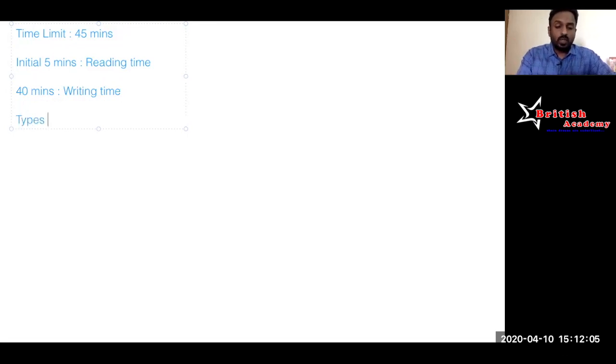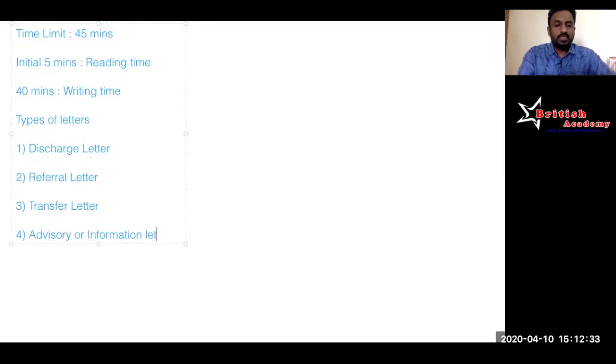Now, let's understand what the types of letters in OET are. First one is a discharge letter. Then you have a referral letter. Then you have a transfer letter. The fourth and last one is the advisory or information letter, which is very rare, but still it's good to know. These are the types of letters which have been asked in your OET examinations. You should be prepared for them.